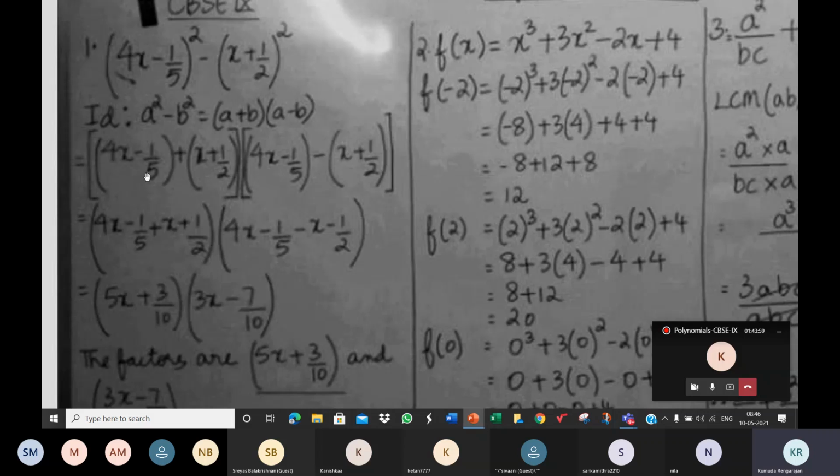Now tell me, after this, we just have to open up the brackets. So we have this, open the bracket. So be careful, minus x minus 1 by 2. That's the next step. So it's just that you have to get started correctly.